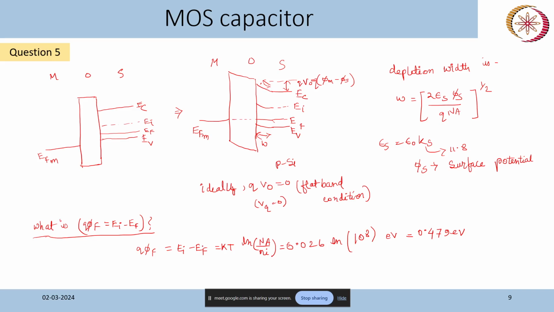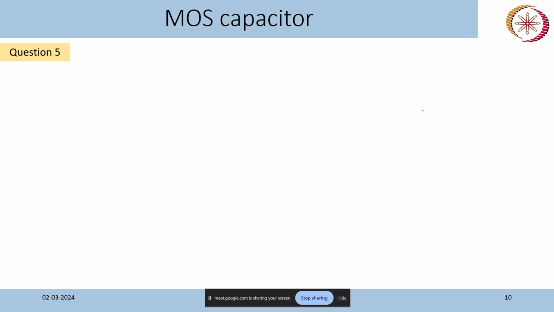So we got phi f, so we can calculate the surface potential, phi s, and we can calculate the depletion width. Let's do that.